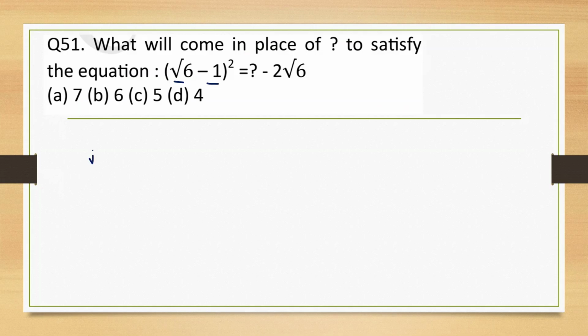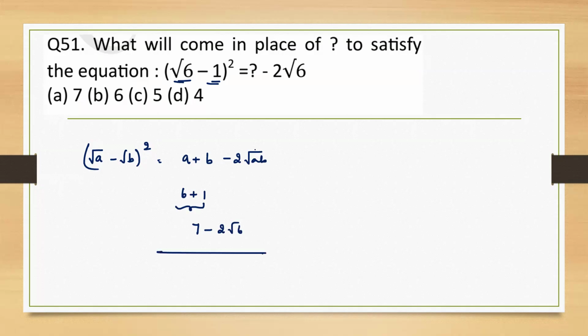We know if you do root a minus root b whole square, it's going to be a plus b, then after minus 2 root ab. In the same manner, a plus b is root 6 whole square is 6, root 1 square is 1 only. We know it's going to be 7. So 7 minus 2 root 6 actually. The 2 root 6 is already there. So all you need to do is just add 6 plus 1. That's going to be 7. So the answer is 7.